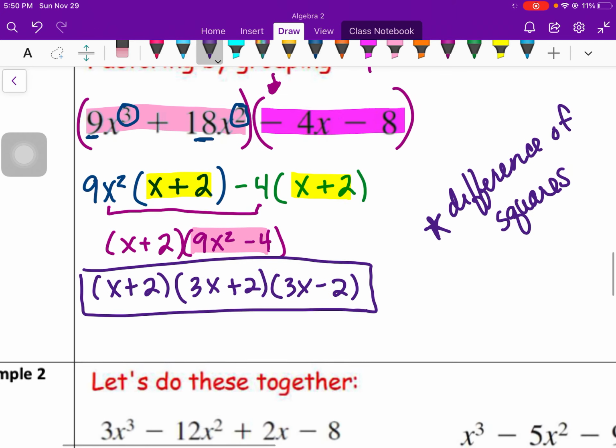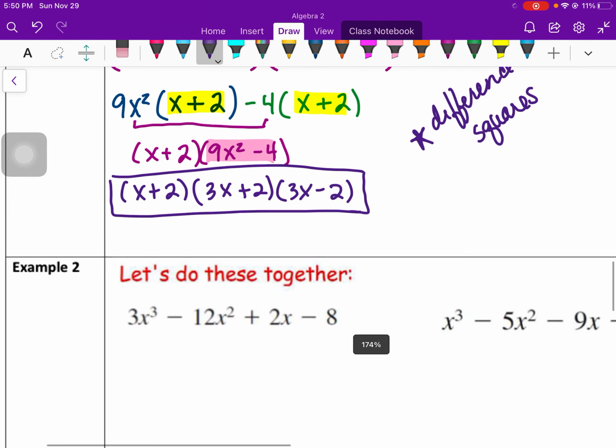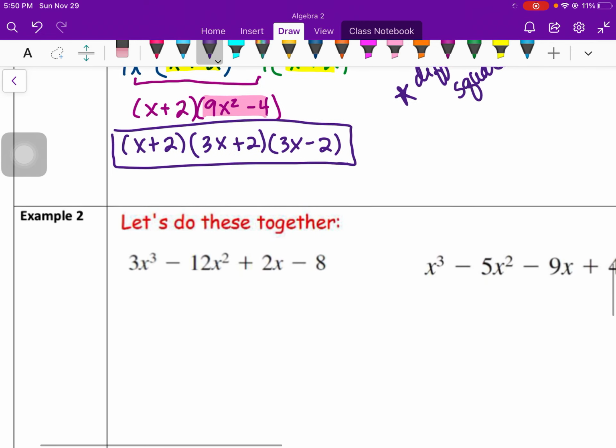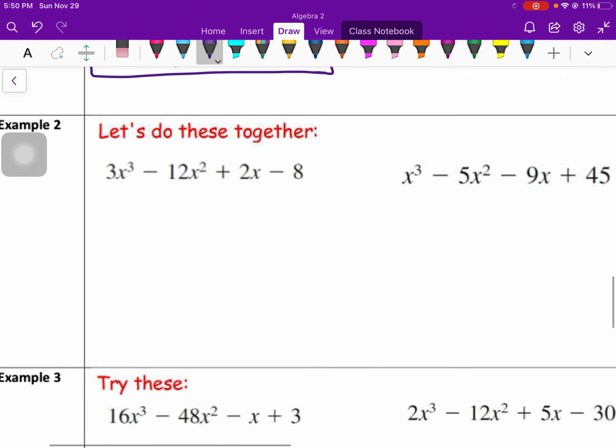When you're doing these, noticing if it is a difference of squares should almost become second nature. And for that to happen, it must be subtraction. So let's do a few more examples.